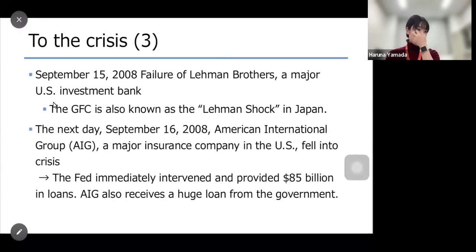Then, on September 15, 2008, Lehman Brothers, a major US investment bank, failed. Due to this failure, the global financial crisis is also called the Lehman shock in Japan. The next day, September 16, 2008, American International Group, AIG, a major insurance company in the US, fell into crisis. The Fed immediately intervened and provided $85 billion in loans. So repeated crises occurred in major financial institutions, Lehman Brothers and AIG.